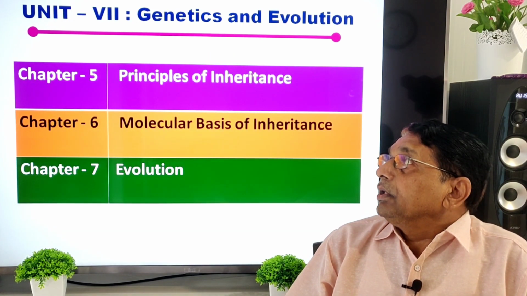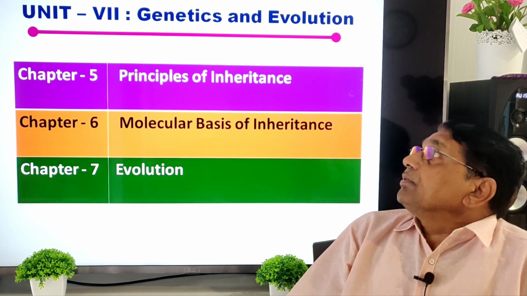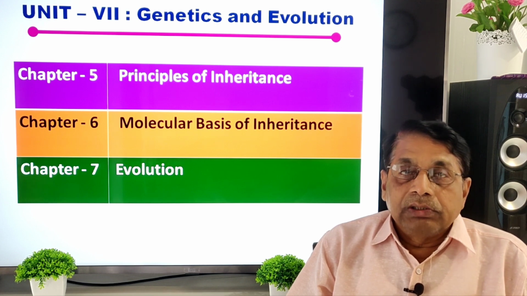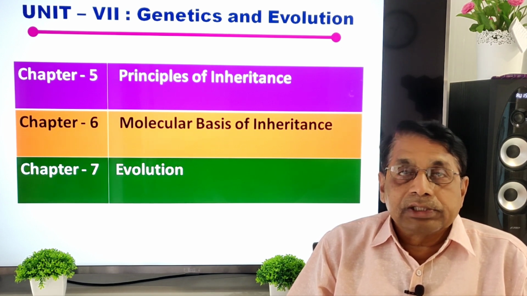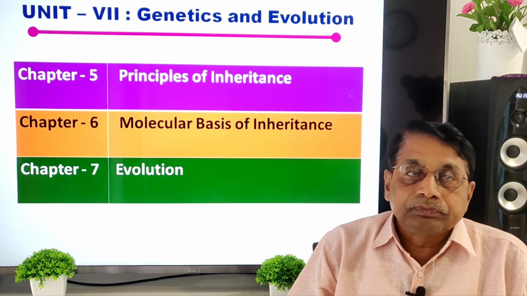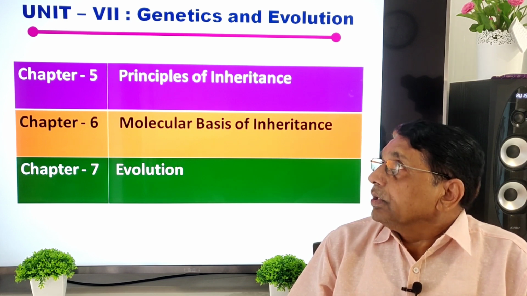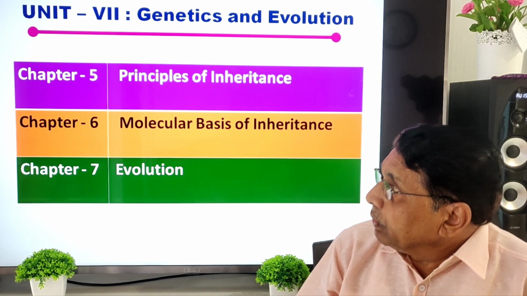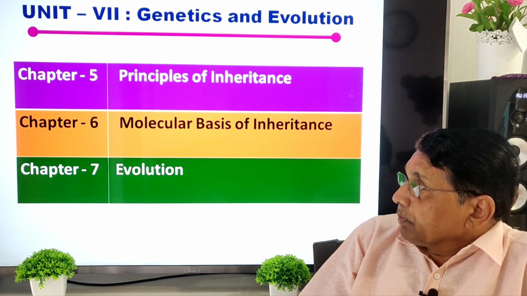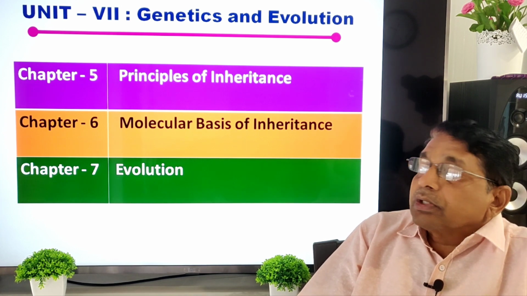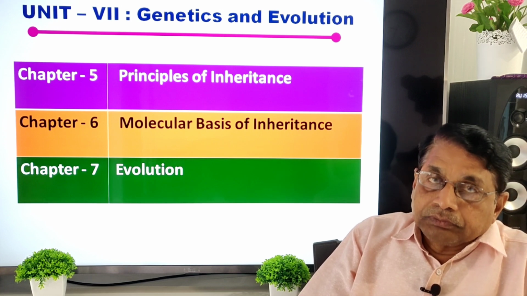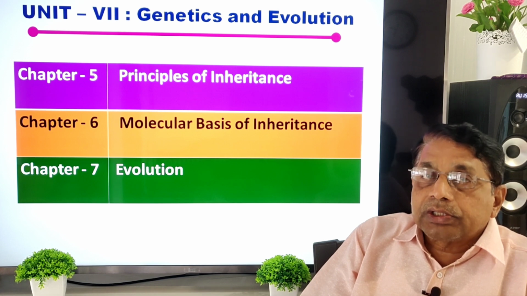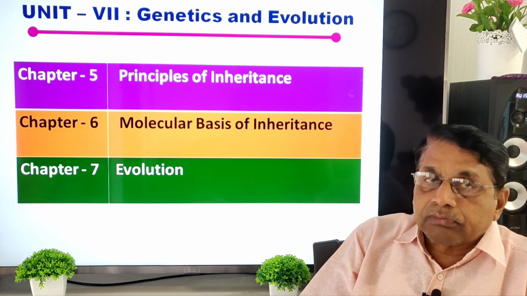Then unit 7 deals with genetics and evolution. It is an interesting topic, but at the same time somewhat difficult also. In this genetics and evolution, the unit is divided into 3 chapters. Chapter 5 deals with the principles of inheritance. Inheritance means transmission of hereditary characters from one generation to another generation, from parents to offspring.